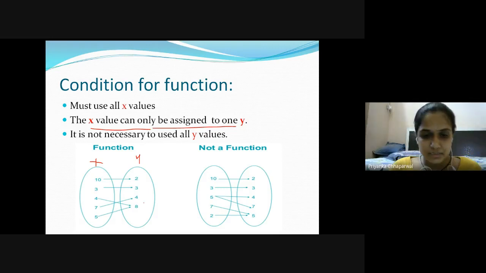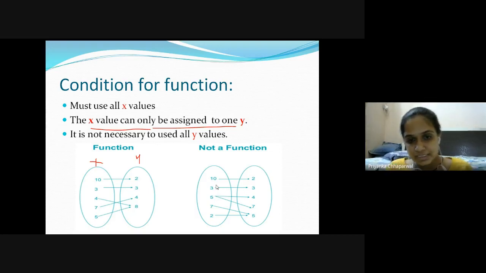In the first example, in x we have the elements 10, 3, 4, 7 and 5. The image of 10 is 2, the image of 3 is 3, the image of 4 is 8, the image of 7 is 4, and the image of 5 is 8. It is possible that 4 and 5 have the same image. So it is a function.